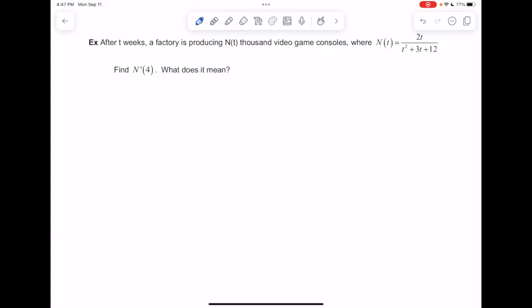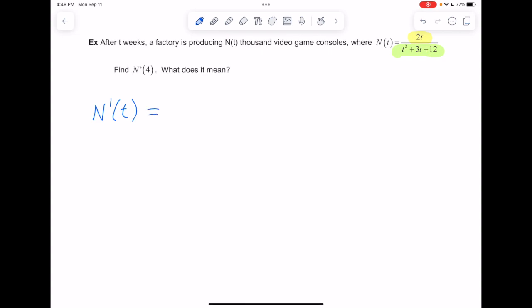So after t weeks, a factory is producing N of t, 1,000 video game consoles, where N of t is equal to 2t over t squared plus 3t plus 12. Find N prime of 4, and what does it mean? All right, so finding N prime of 4 is going to be started by finding N prime of t. And then if you look at this, we have a numerator 2t, and we have a denominator t squared plus 3t plus 12. So what does that mean? It means we're going to use the quotient rule when we find the derivative.